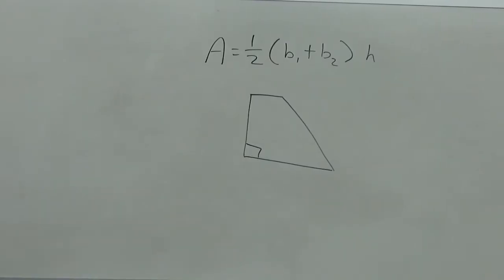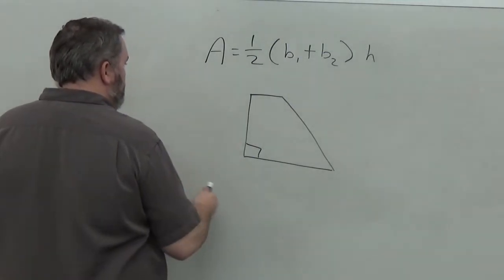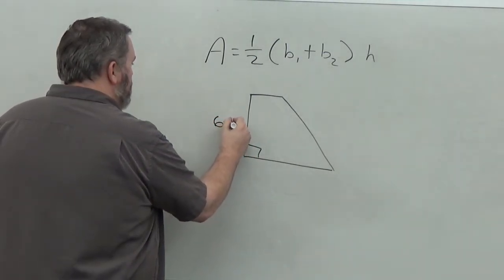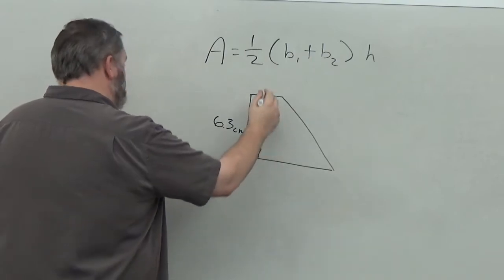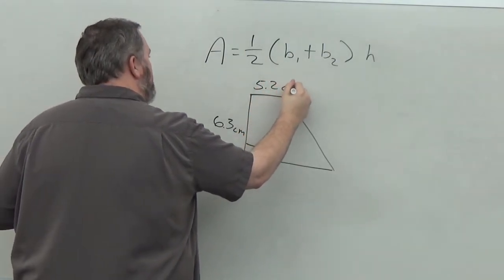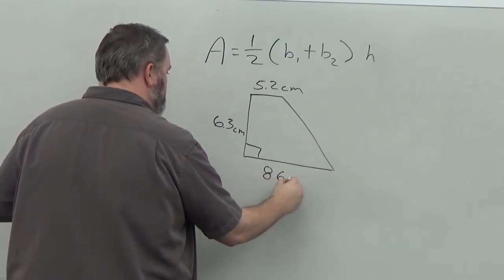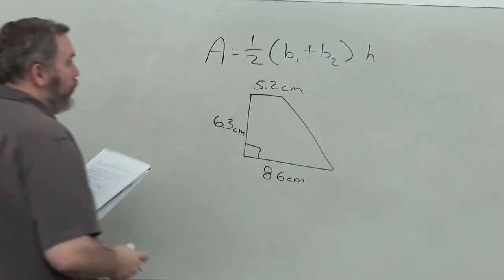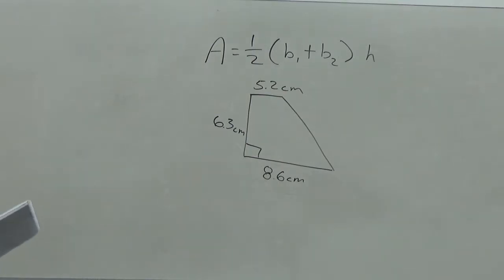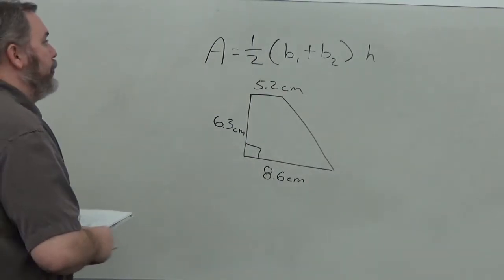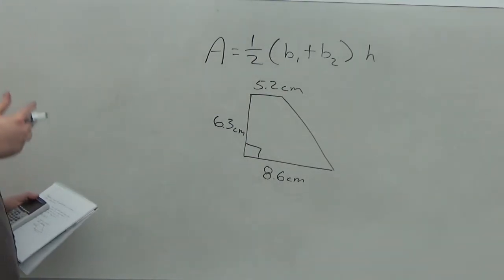So our sides are going to end up being 6.3 centimeters. This is going to be 5.2 centimeters, and we're going to say that this is 8.6 centimeters. So what we're going to do is solve for area, and we're going to round our final answer to the 10th. All right, so first off, we need to identify what's what.